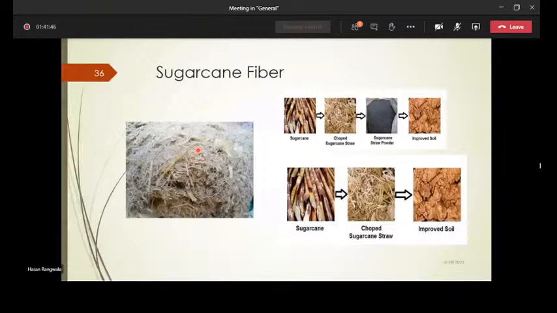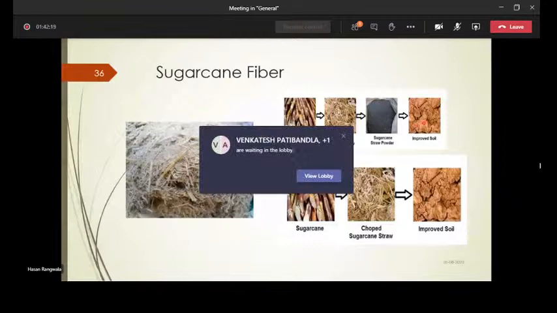Okay. So what we get from sugarcane is this sugarcane residue. Usually, in the research studies that we have taken from the literature, they burn this and get some powder, sugarcane powder, also called bagasse ash, and then they improve the ground using this bagasse ash.